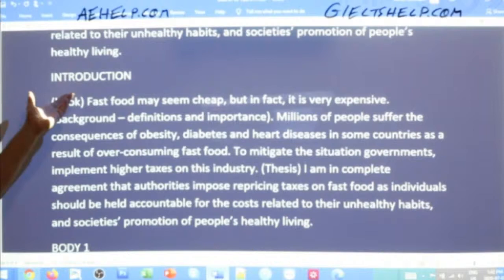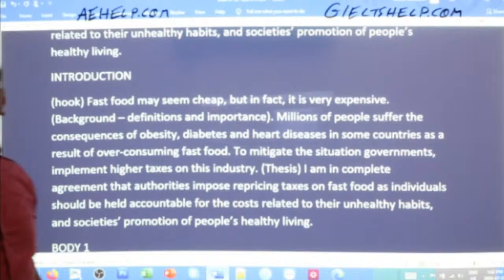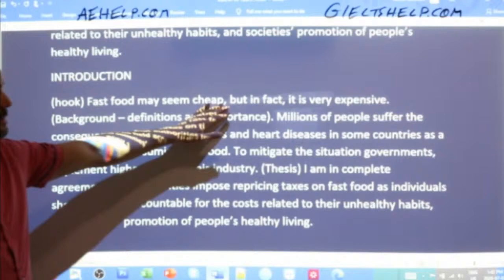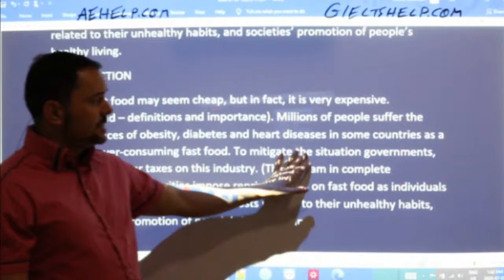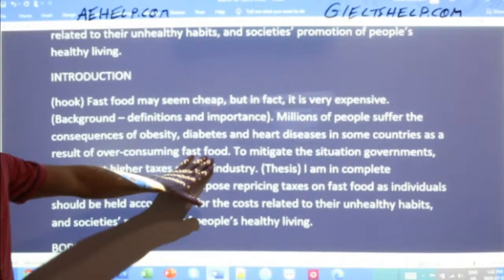Yesterday we started, we did the hook, we skipped the background, and then we had, of course, the thesis. So here's the hook. Fast food may seem cheap, but in fact, it is very expensive. Millions of people suffer the consequences of obesity, diabetes, and heart disease in some countries as a result of over-consuming fast food. So there is the definition and the importance of the question.